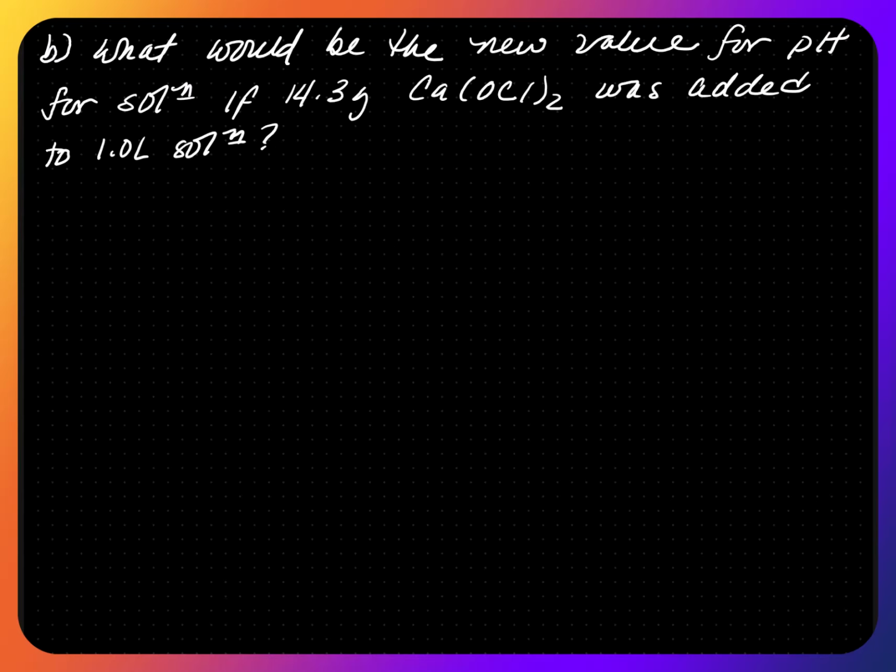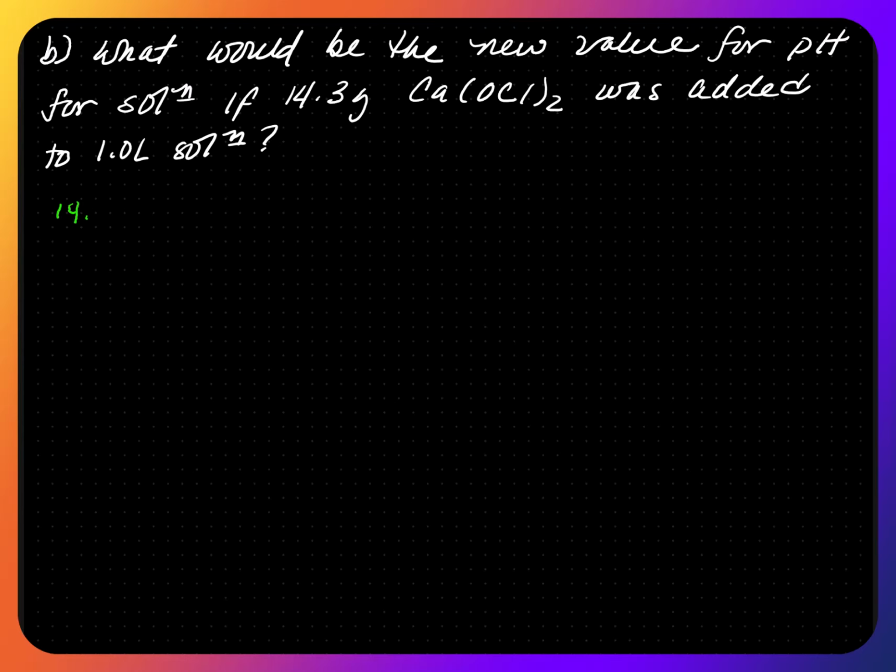So for this solution, 14.3 grams of calcium hypochlorite was added to 1 liter solution. So the first thing I need to do is calculate the molarity of calcium hypochlorite to use as a common ion effect. So we need to calculate the moles of calcium hypochlorite. So we have 14.3 grams of calcium hypochlorite. Diagonal units have to be the same.